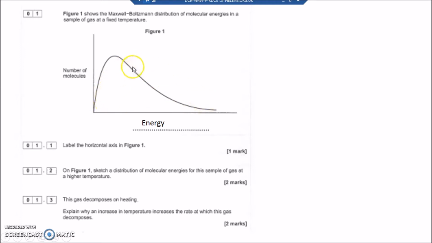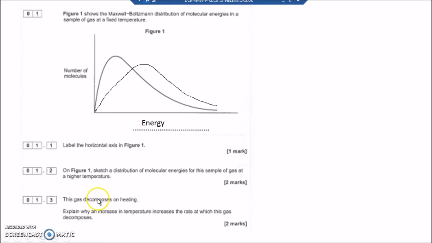The peak, however, goes lower because the area underneath the curve represents the total number of molecules, and that needs to stay the same. So the curve is going to shift to the right, and at the end here it ends up higher because more particles have a very high energy, then the peak needs to lower as well. So it will look something like that.